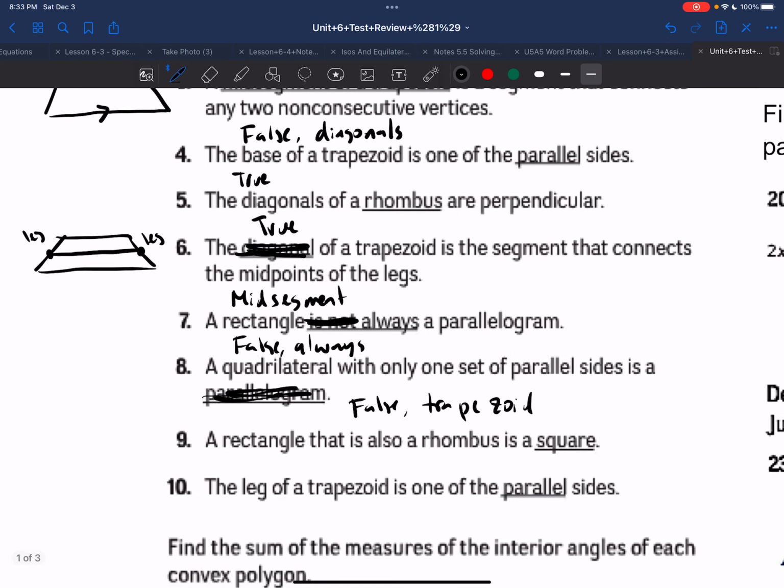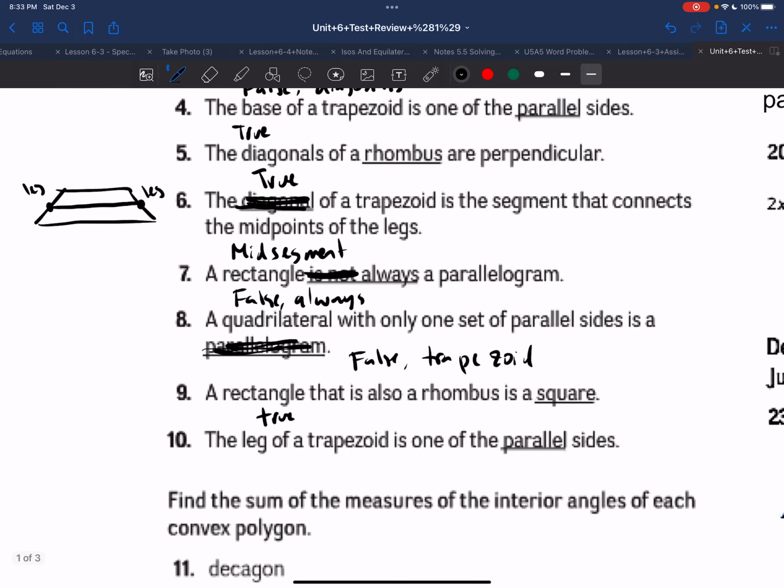Number 9, a rectangle that is also a rhombus is a square. When I was looking at this, I was a little confused with the wording, but taking time to read this, or let it sink in, it actually means that a rectangle with properties of a rhombus is a square, and that's completely true, because remember, a square is a rectangle and is also a rhombus. So if I rewrote that, I would say a rectangle that has properties of a rhombus, which specifically we just call a square.